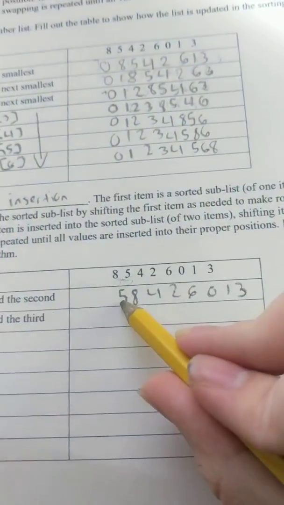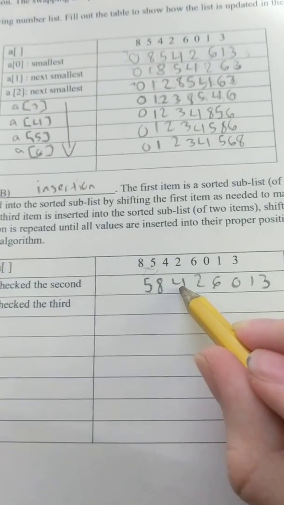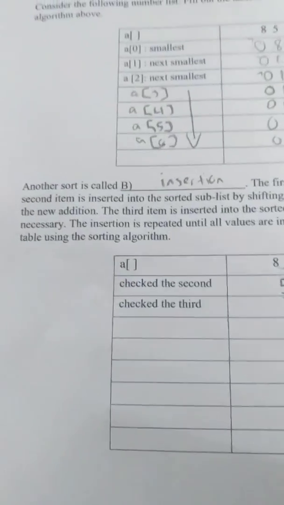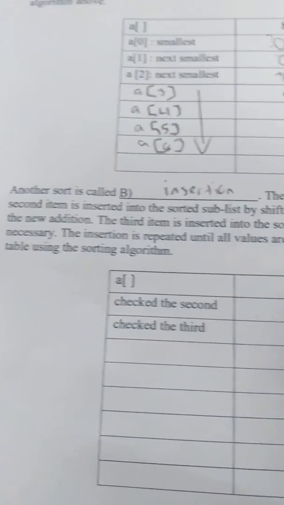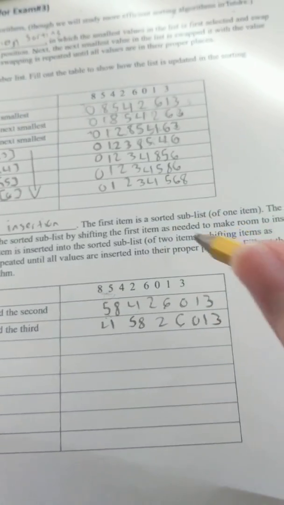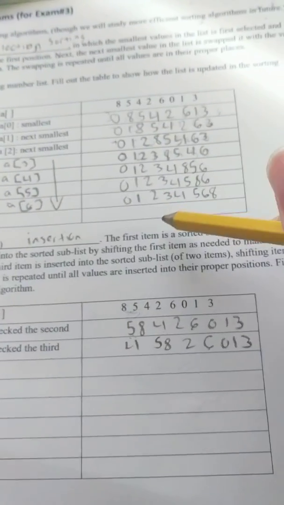Now you need to check if the third value is greater than the first value. If it is, then it moves to the front. 4, 5, 8, 2, 6, 0, 1, 3. And this continues until we have another list that is from least to greatest.